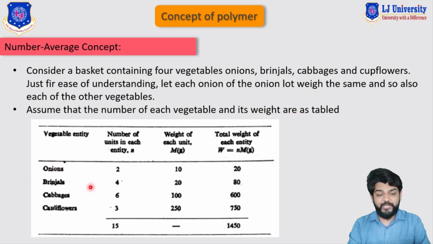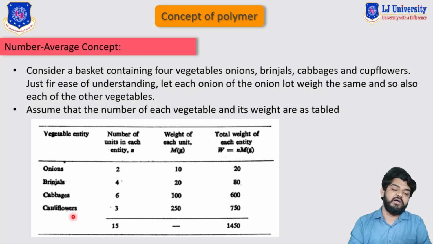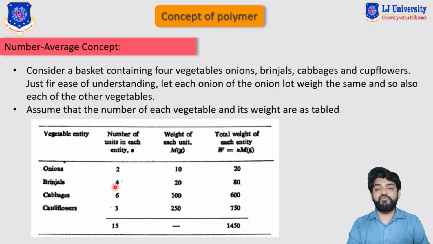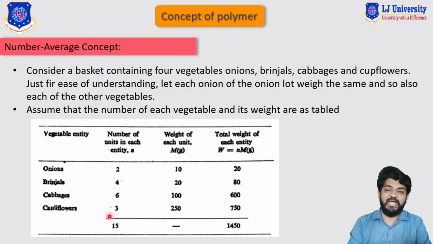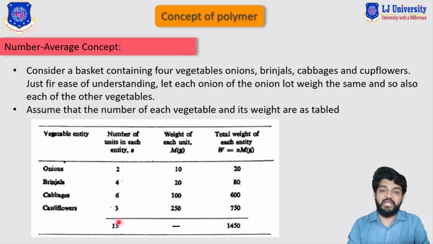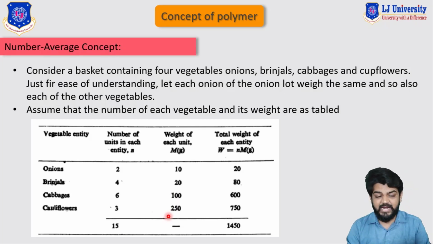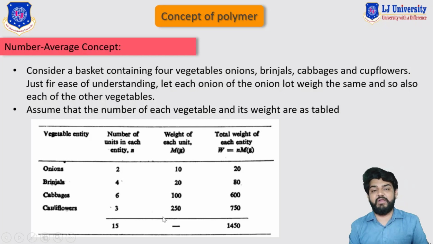The number of onions is 2, brinjals are 4, cabbage has 6 and cauliflowers has 3 units. So we have 2 onions, 4 brinjals, 6 cabbages and 3 cauliflowers. These are the different units, so ultimately we have 15 vegetables in our basket. And these are the average weights of individual vegetables. Onion has an average weight of 10 grams, brinjal has an average weight of 20 grams, and similarly 100 and 250 grams for cabbage and cauliflower respectively.